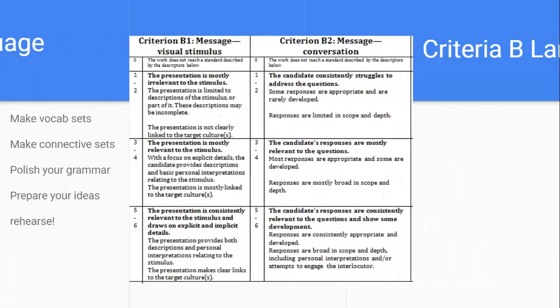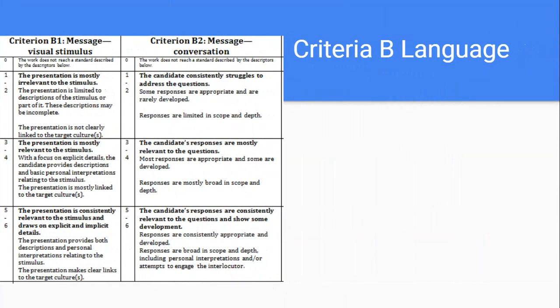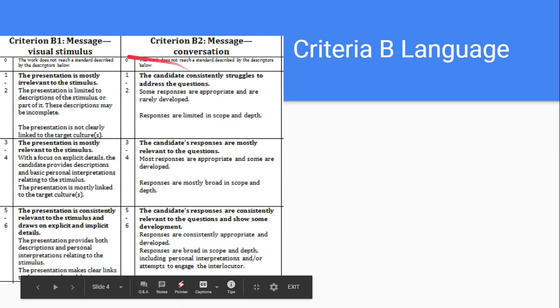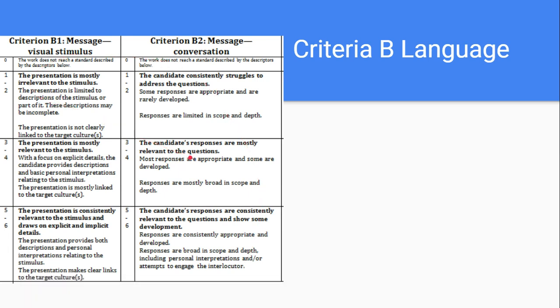Now let's move to criteria B, which is not language, actually, it is message. Sorry, apologies about the little typo there. So I've done the same here. We've got the mark scheme here provided by the IB diploma, and I've tried to extract the key themes, key aspects that we need to be able to deal with.